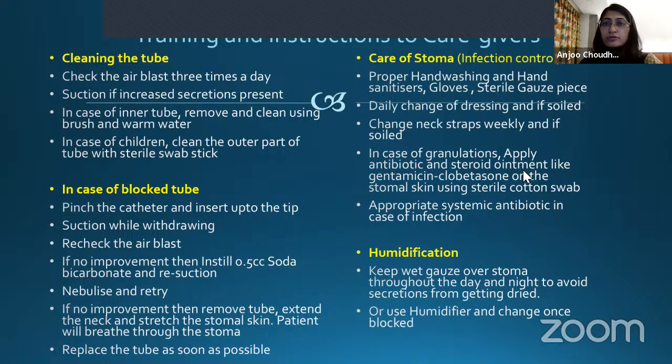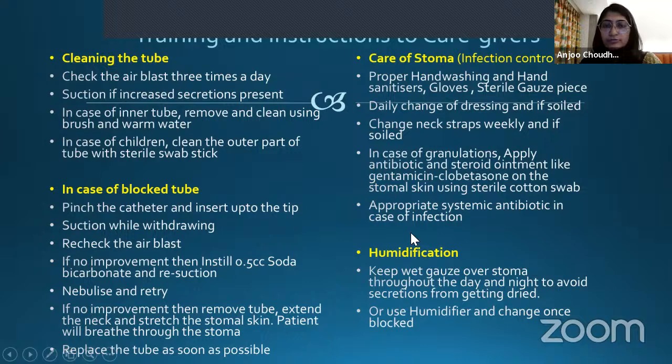Now, this care of stoma or infection control is very important for all of us. Proper hand washing, gloves, daily changing of dressings, change the neck straps if the child comes at least once a week, because they usually get soiled while bathing and all. If we see any granulations or redness around the tube, then we need to apply ointment using a cotton bud. Steroid ointment can be applied, like gentamicin, clobetasone, or Kenacort. And if you feel that the tube is getting infected, then a swab can be sent for starting systemic antibiotics.